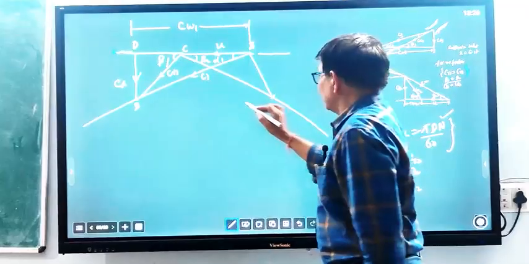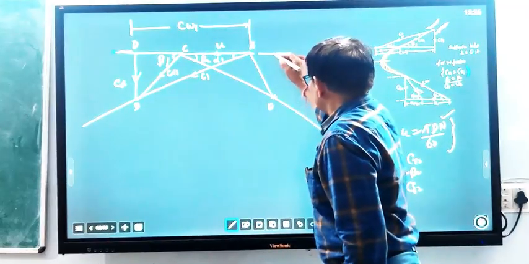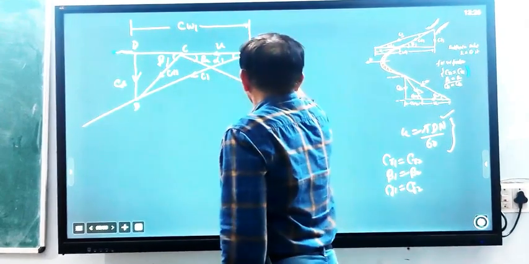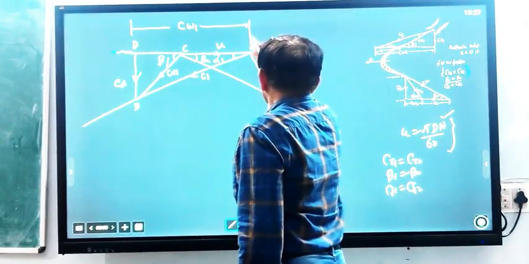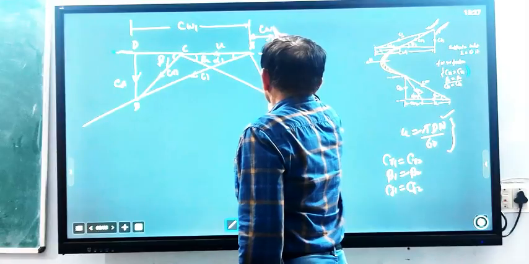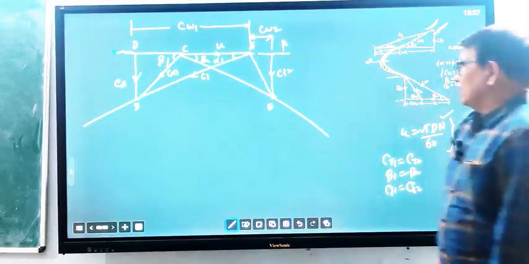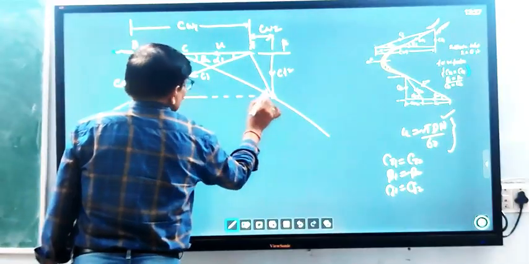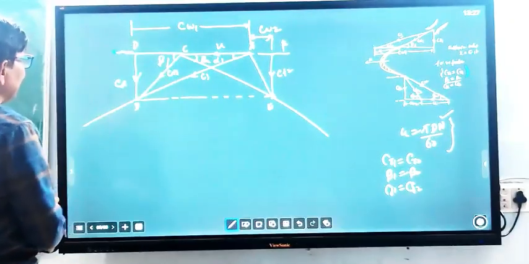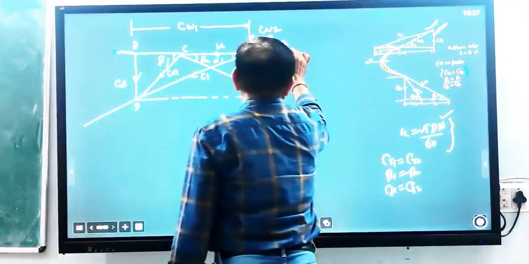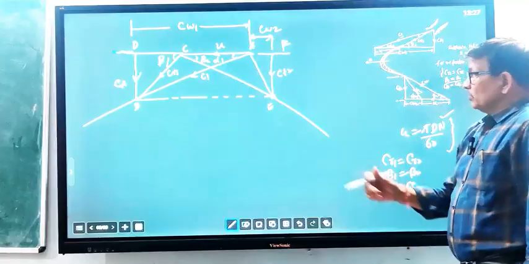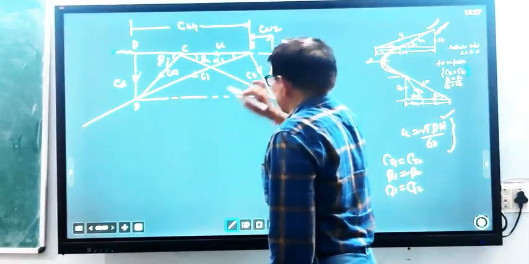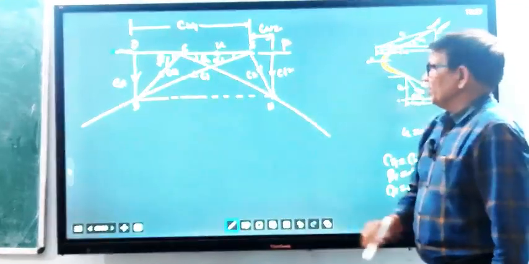If it is A, B, C, D, E, draw a vertical line here. This is CF2, and this value from E to F equals CW2. If you join this value, you will find BF equals DF. Now this component equals C2, the absolute velocity at exit. All components we have drawn.